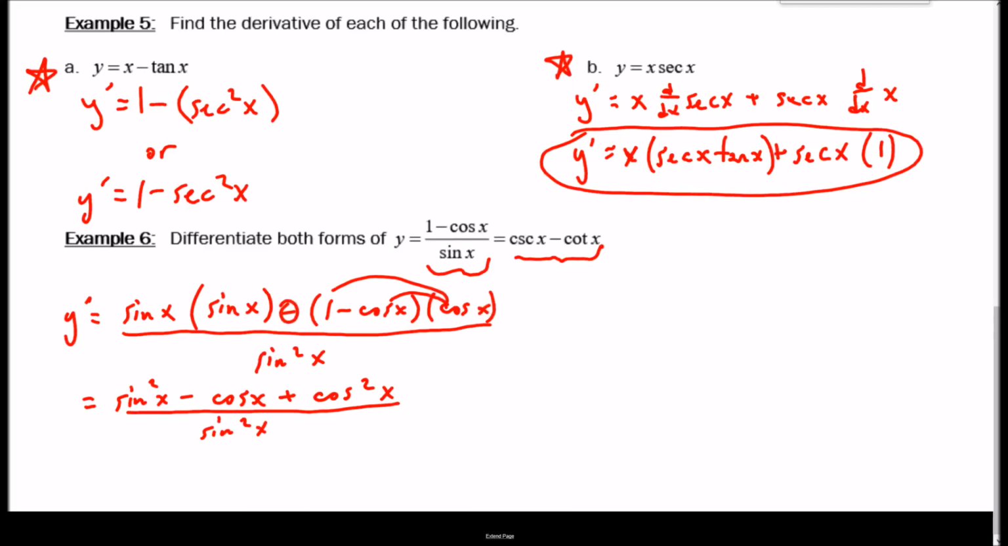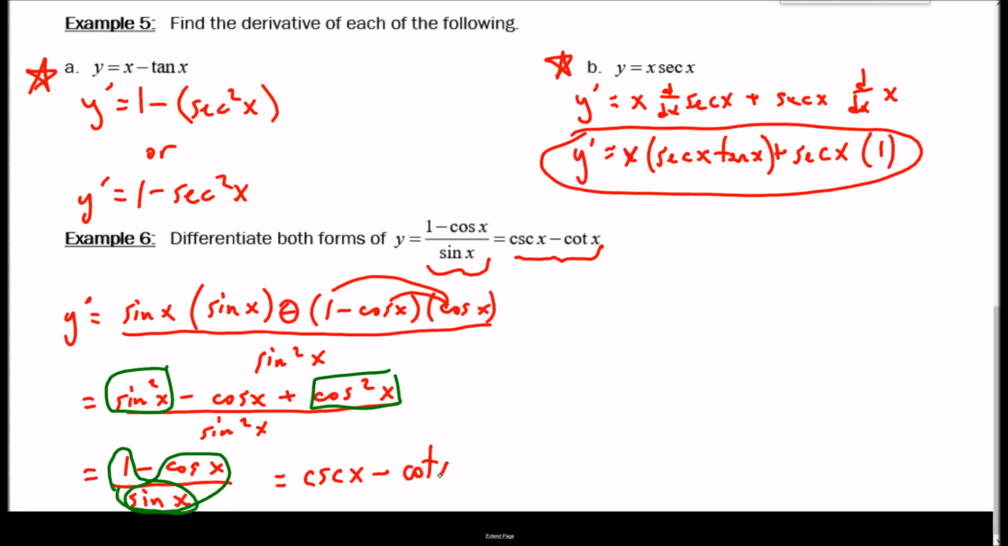And just like in our proof earlier, where sine squared x plus cosine squared x equals 1, we can rewrite this as 1 minus cosine x over the sine squared x. And if we choose to separate it into two parts, we end up with 1 divided by sine of x, which is the cosecant x, minus cosine x over sine of x, which is the cotangent x.